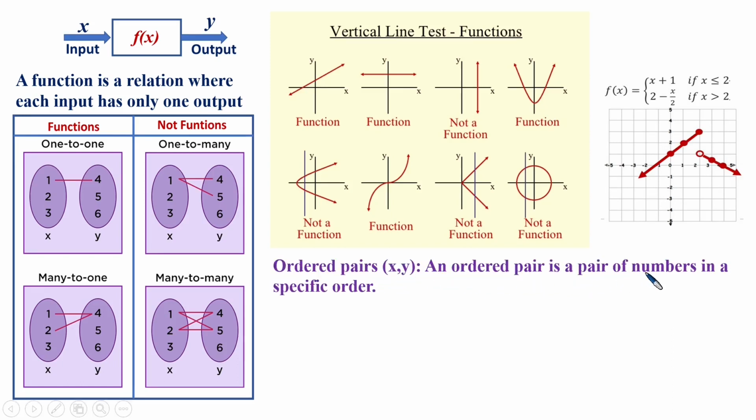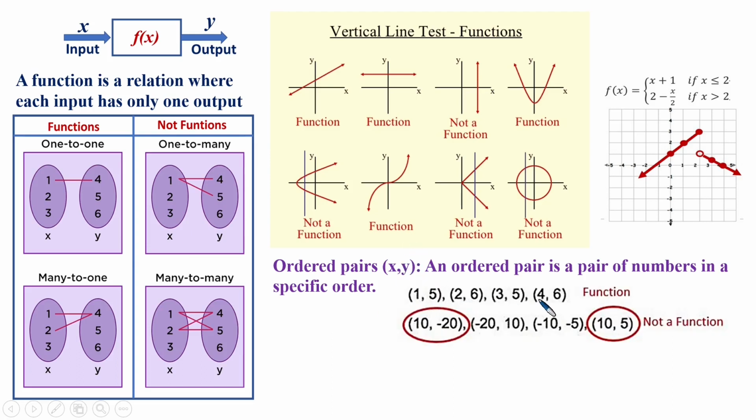An ordered pair is a pair of numbers in a specific order. If you change the order then the meaning may change, so you have to remember this. And here I give you some sets of ordered pairs.